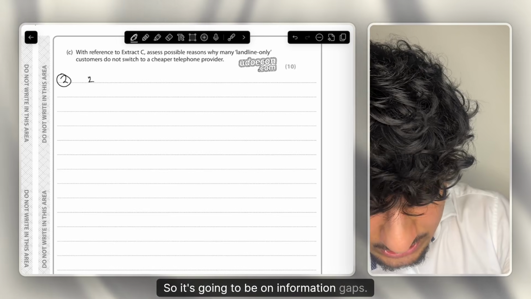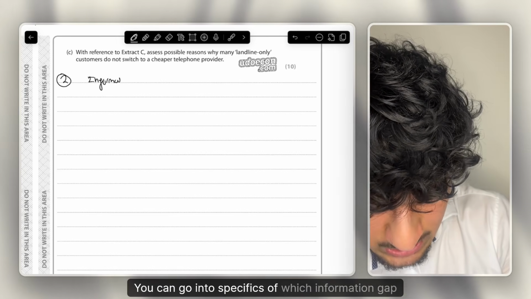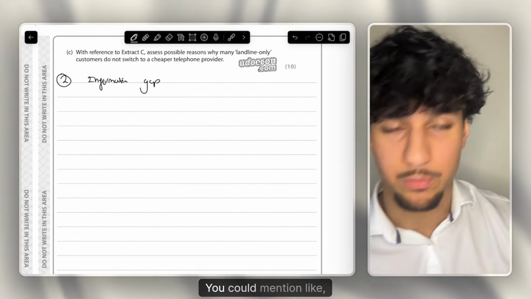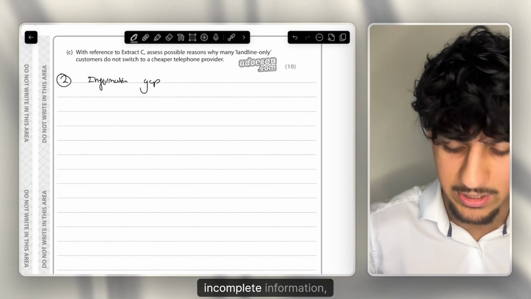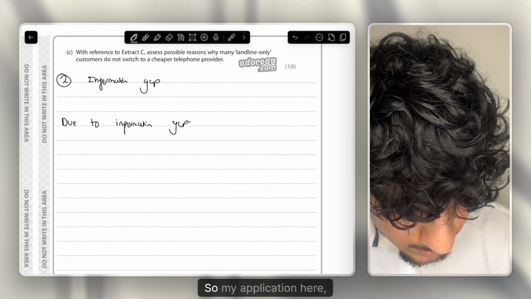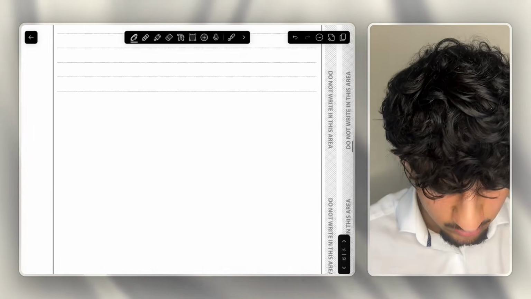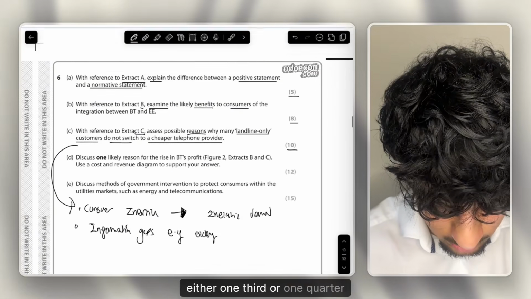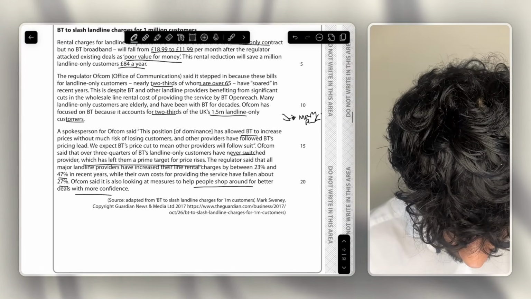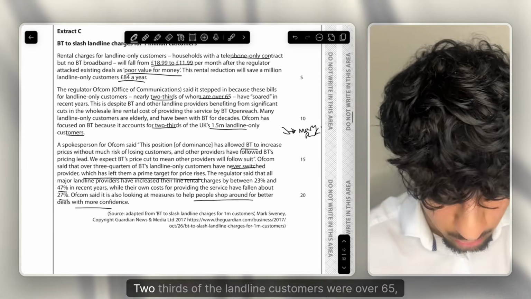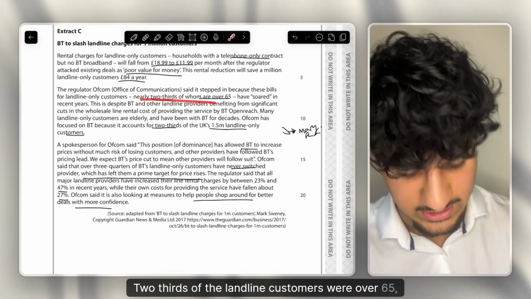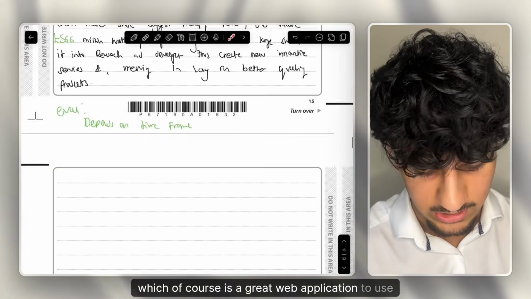So it's going to be on information gaps. You can go into specifics of which information gap you want to mention. You could mention things like asymmetric information, incomplete information. But yeah, so my application here, I believe it says that either 1/3 or 1/4 of BT customers were, 2/3 of the landline customers were over 65, which of course is a great bit of application to use.